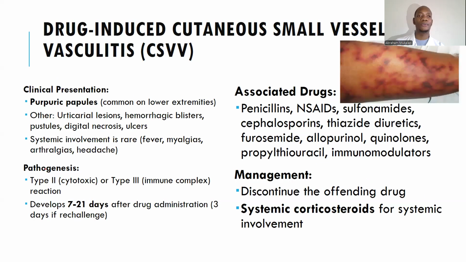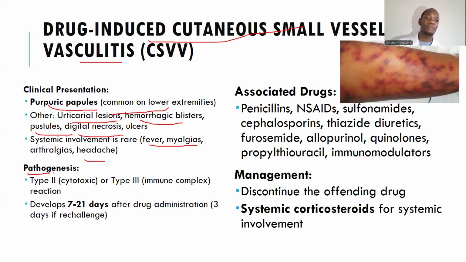And then the next one is what we call drug-induced cutaneous small vessel vasculitis. So in this case, you are getting inflammation around the blood vessels because of the drug that you have given. The patient will present with purpuric papules, commonly on the lower limbs or lower extremities, and sometimes they can have urticarial lesions. We remember we've discussed urticaria. So urticarial vasculitis-like lesions, they can have hemorrhagic blisters, they can have pustules, then even necrosis with ulcers. Systemic involvement is rare, but sometimes when it is present, they can have a fever, joint pains, and even headaches sometimes.